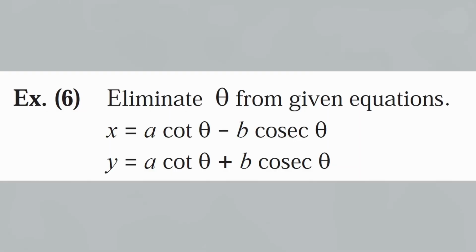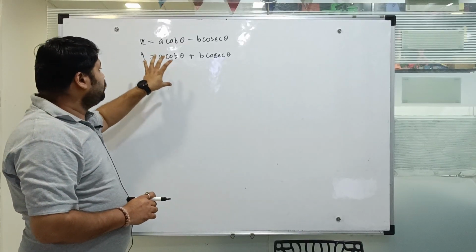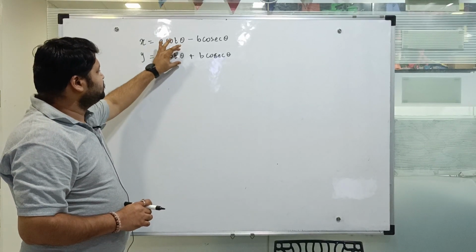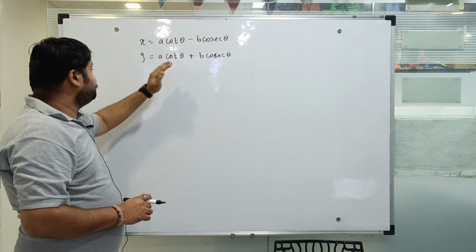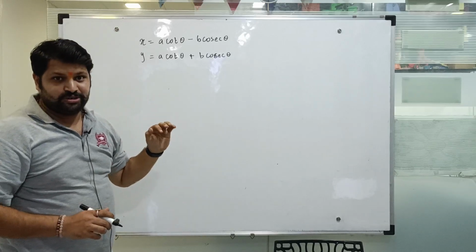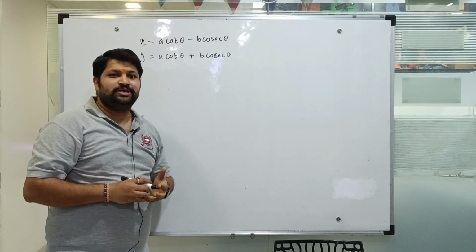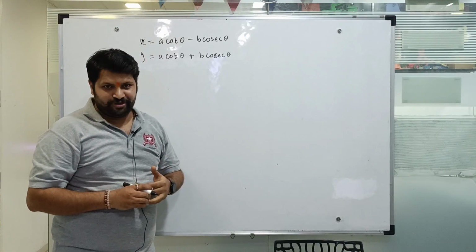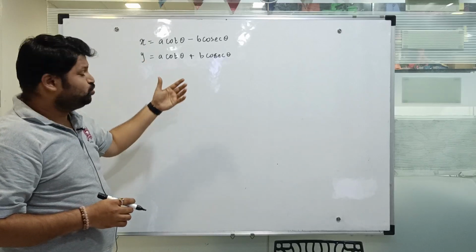Eliminate theta from the given equations. x is equal to a cot theta minus b cosec theta, and y is equal to a cot theta plus b cosec theta. Now this is a kind of a special example. So let's see how we can solve it. We are going to replace the value of theta from here by x's and y's. This is called elimination of theta. So let us see how we can do it.